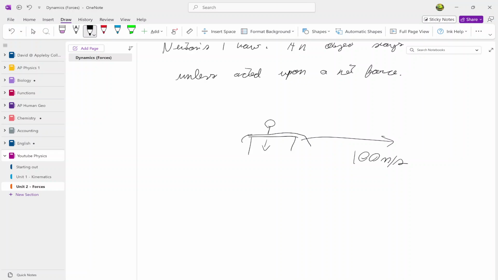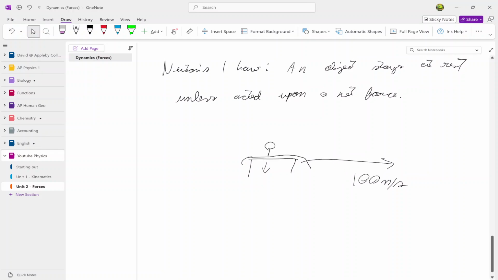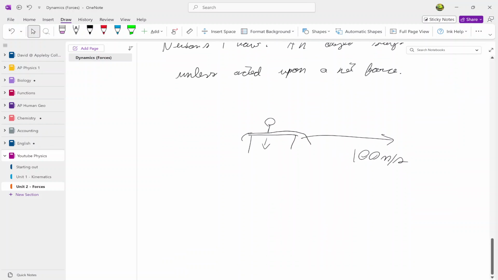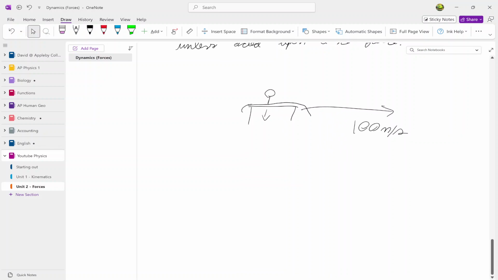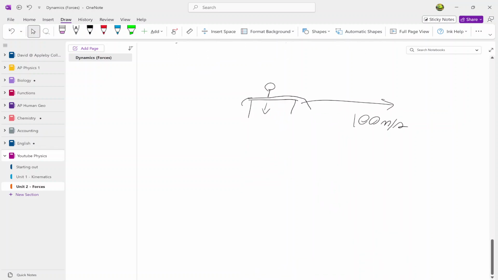And that is because the thing was moved so quickly that there was no force acted upon it, therefore resulting in no net force. And according to Newton's first law, an object stays at rest unless acted upon by a net force. No net force, nothing happens. It just stays there. Obviously, it will fall down, but that's due to gravity, which is a net force.